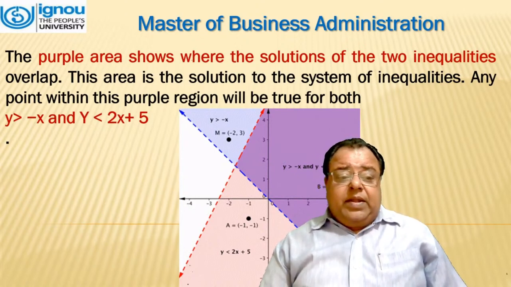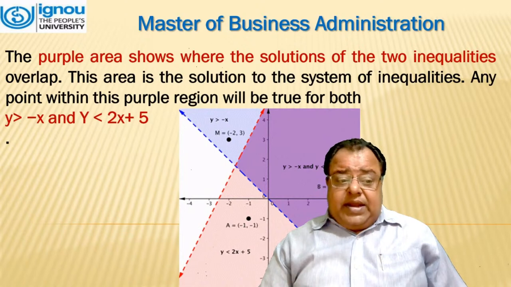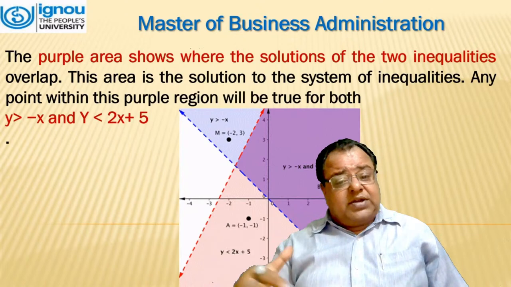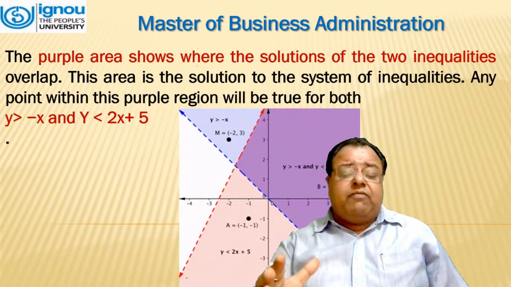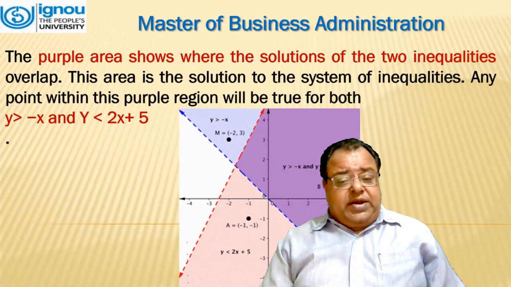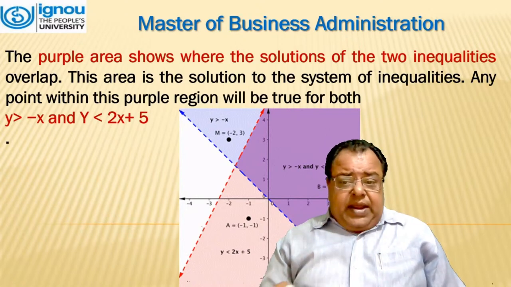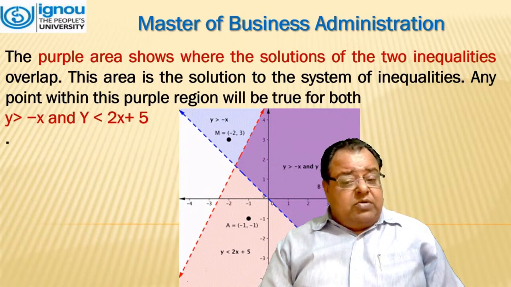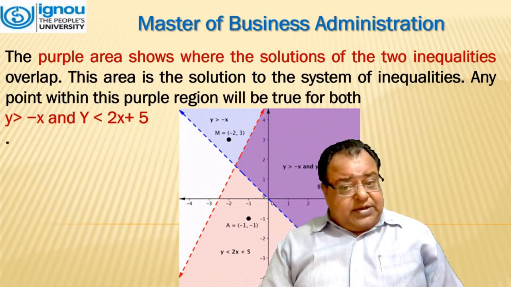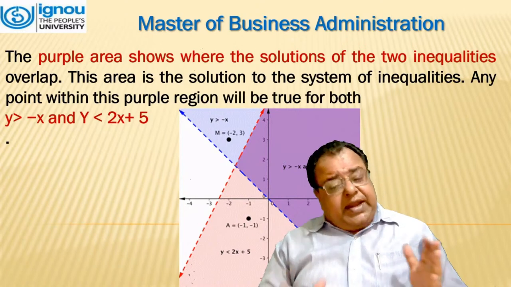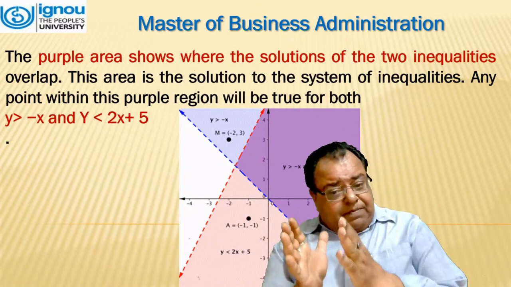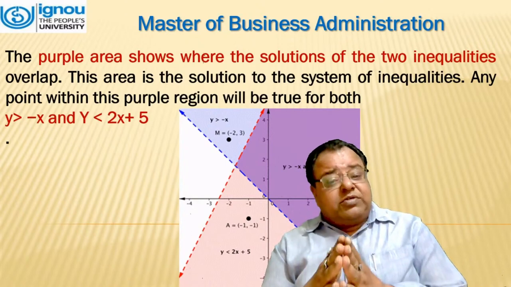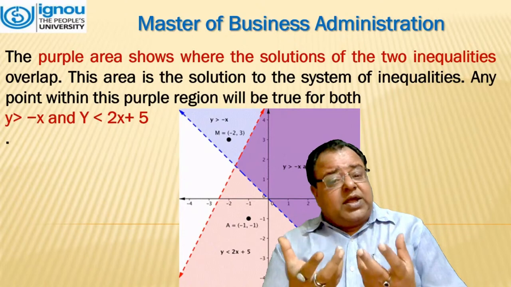And y is greater than minus x will be a line, and its area will be away from the origin, on the first quadrant side. So the purple area is the area which is common to both the lines. In that case, any point which is in the purple area can be treated as a common solution for both the equations.